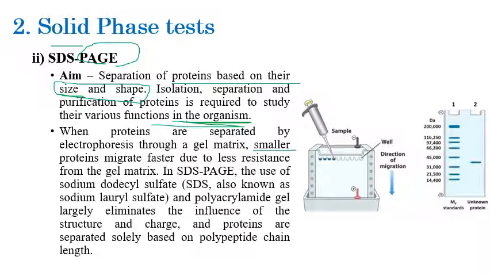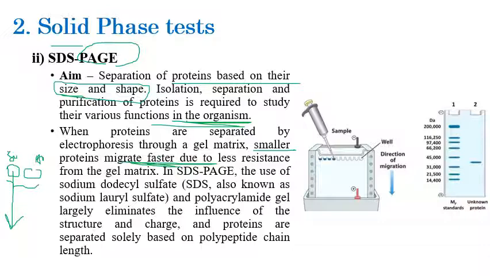When proteins are separated using electrophoresis in a gel matrix, the important thing is that small proteins migrate faster. Consider two men, one weighing 50 kilos and the other 150 kilos. If you make them run, the 50 kilo man will run faster because of his body size, bulk and density. The same thing applies here. Small proteins migrate faster due to less resistance from the gel matrix, whereas bigger proteins move very slowly.